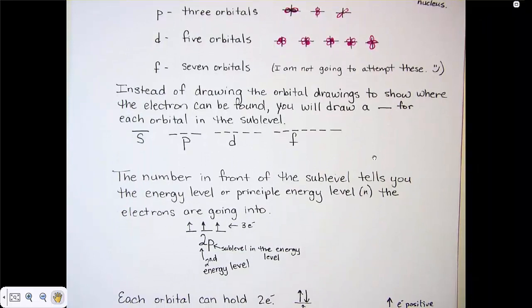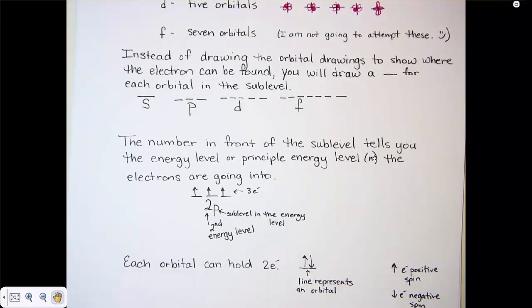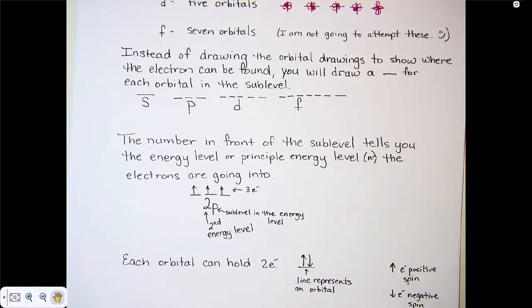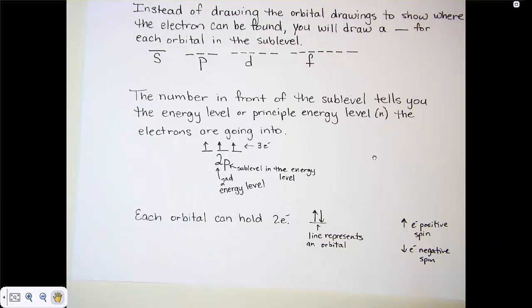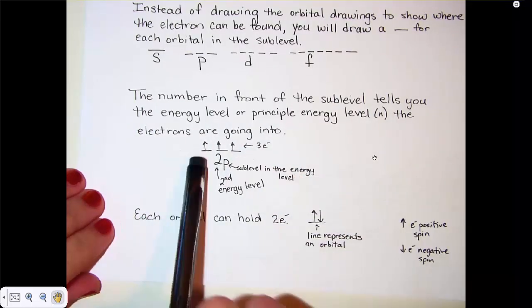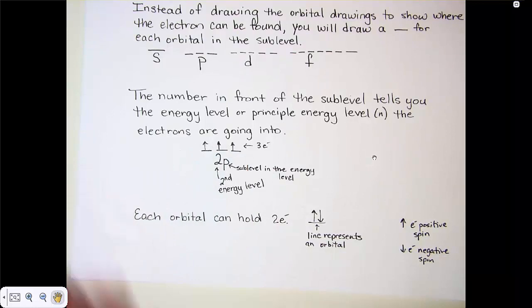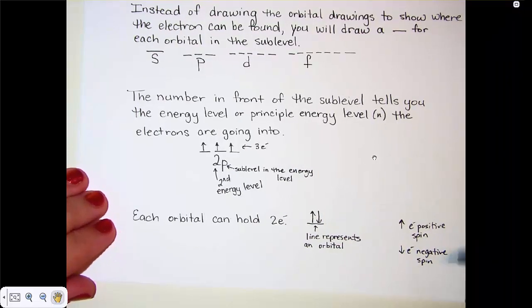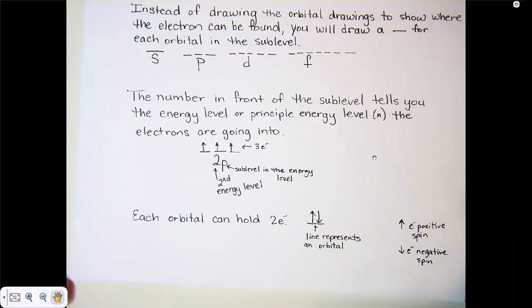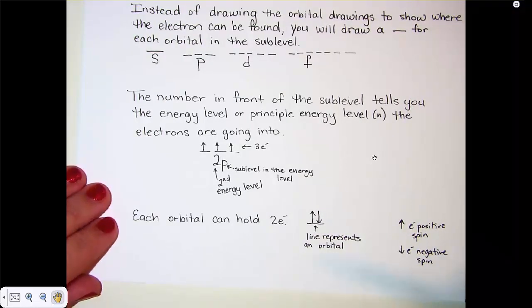Okay, so the number in front of the sublevel that you'll see tells you what energy level the electrons are going to be placed in. And then each one of the orbitals can hold up to 2 electrons. So for a P sublevel, they can hold a total of 2, 4, 6 electrons. Pauli's exclusion principle tells us that we want to put an arrow up and then an arrow down, which represents the spin of the electrons, the different spins, so that they can be in the same area.